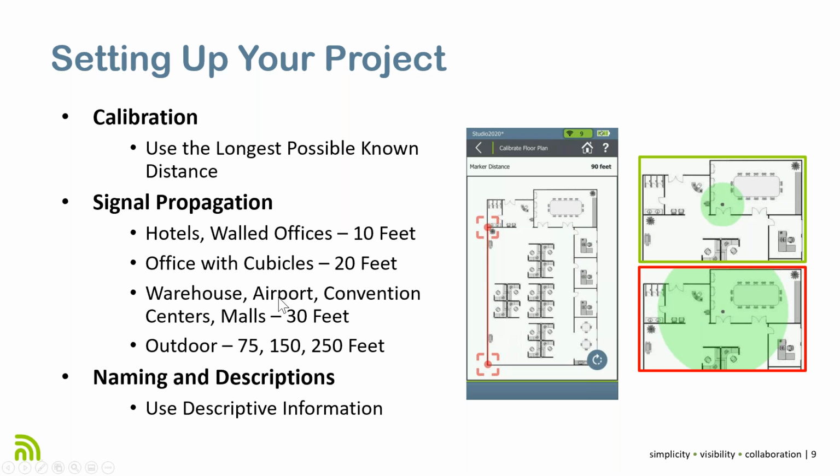Then another tip here pretty quickly. When you're naming a floor plan, basically try to use descriptive information. So if you're, let's say, in a building with multiple floors, try using the name of the building and say floor 1, and then floor 2 or floor 3 and so on.